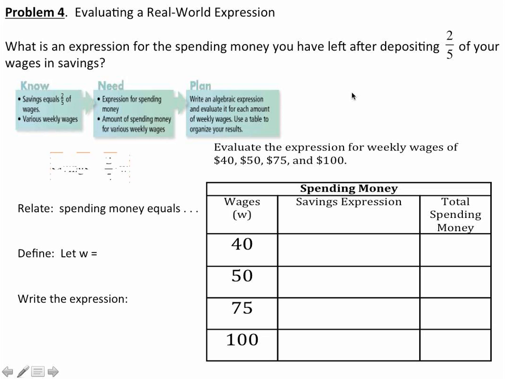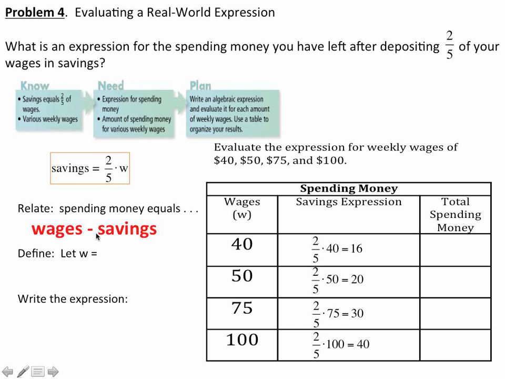So your savings are 2/5 times however much you earn. I'm saving 2/5 of what I earn. So if I earn 40 bucks, if those are my wages, 2/5 times 40 is 16 bucks. 2/5 times 50 is 20 bucks. Whatever this wage is, I'm just multiplying it by 2/5. 2/5 times 75 is 30 bucks. 2/5 times 100 is 40 bucks. So this is how much I save.